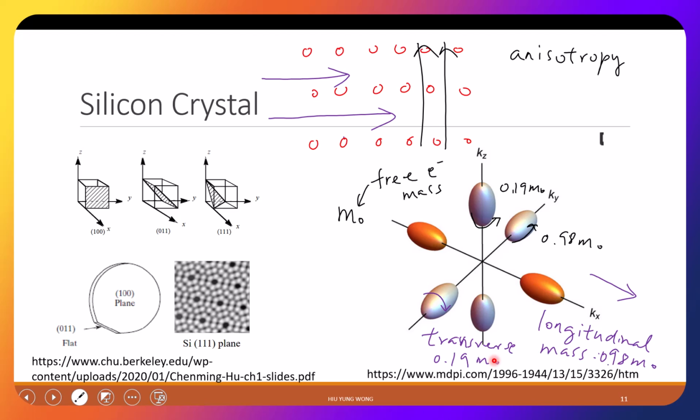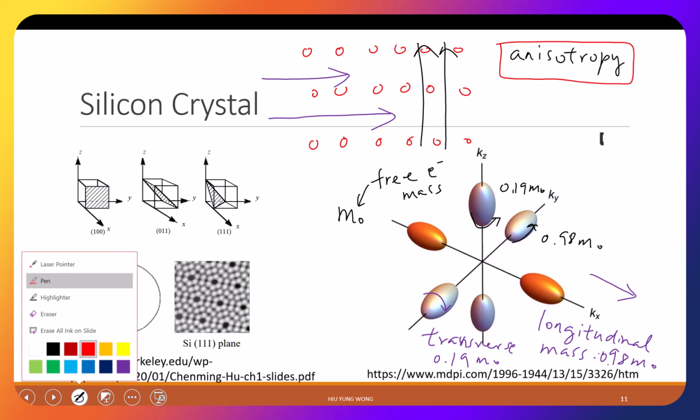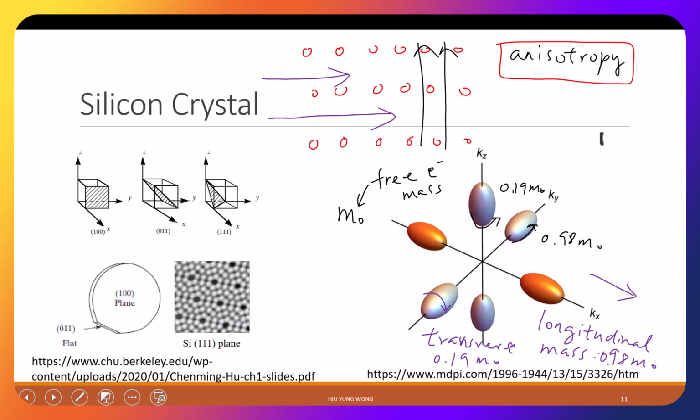So let me say one more time. The only thing I need you to take home is that you agree the property of a crystal is anisotropic. This is the keyword of this one. If you forget everything, this is the keyword for an interview. Anisotropic. Different directions are different. And not just the transport property is different, even the effective mass is different.